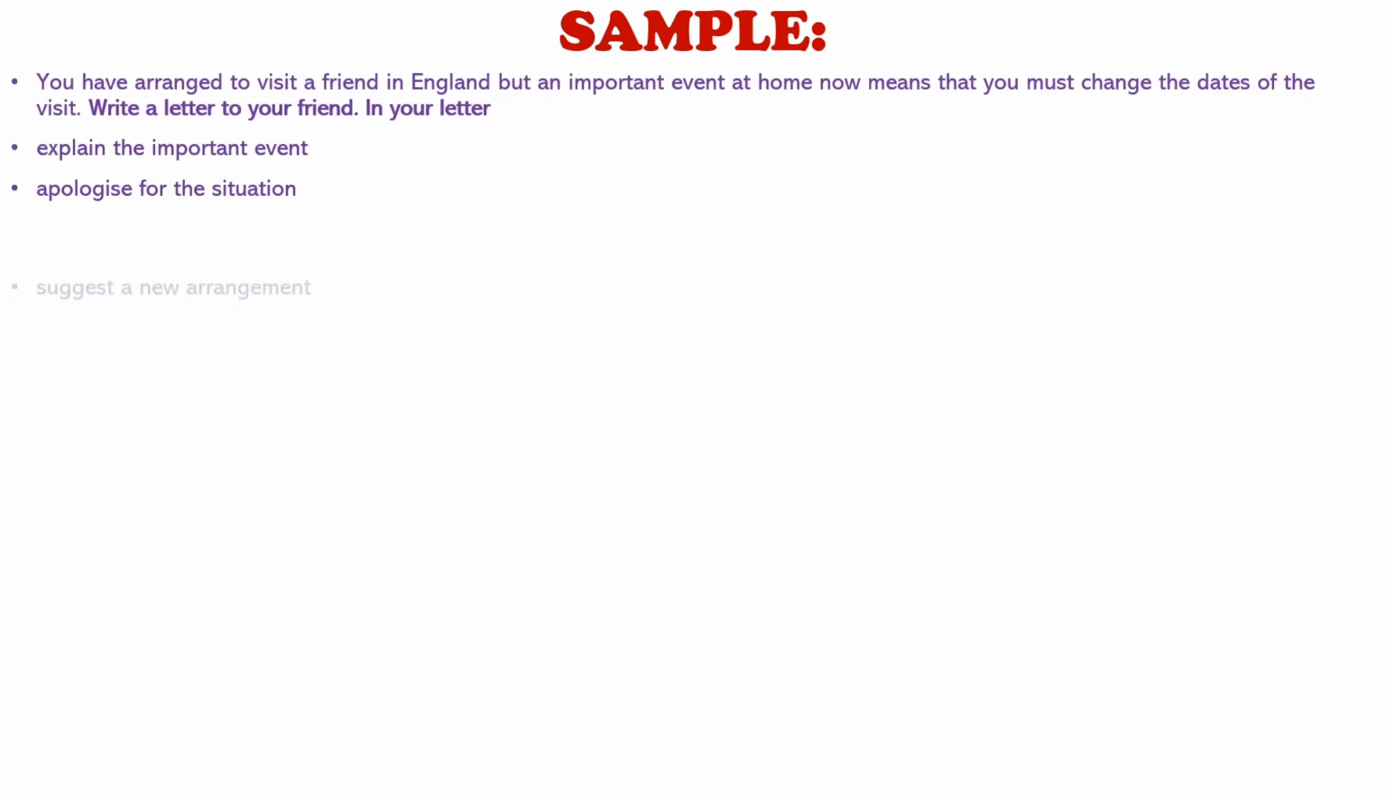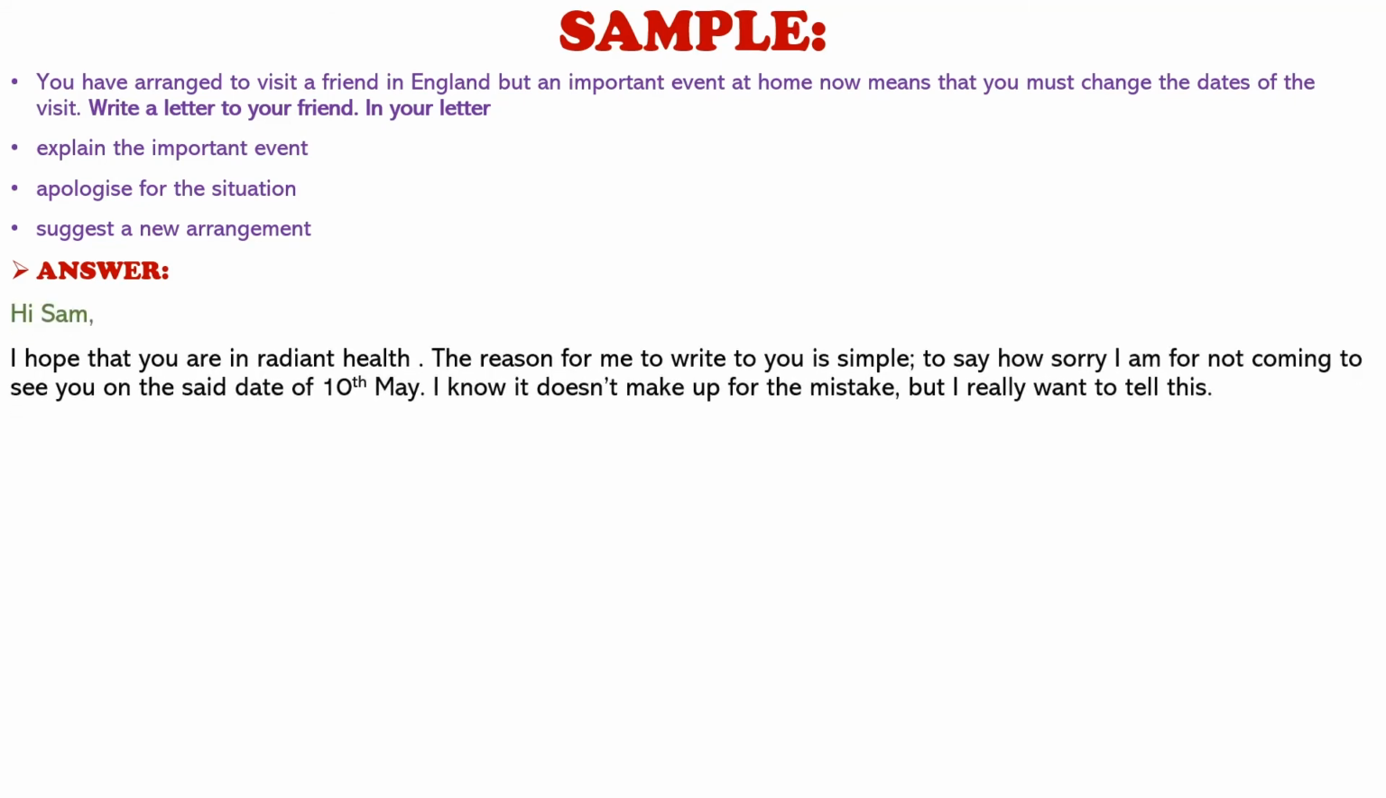So this is the sample letter. Visit friend in England, but an important event at home means that you must change the date. So you were about to meet your friend, but now you cannot. Now you need to apologize, that is, say sorry to him.